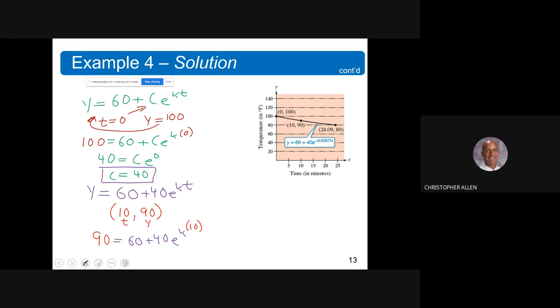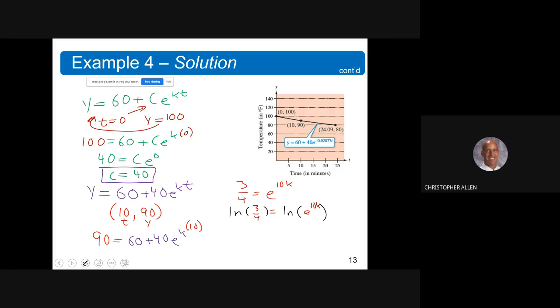So now here's where I'm grabbing my calculator, because I want to make sure I don't make any careless mistakes. I'm going to minus 60, that's going to make it 30. Then I'm going to divide by 40, that's going to make it 3/4. So that gives me 3/4 equals e to the 10k. Now I'm going to natural log both sides. I'll leave this other stuff in red. So this is going to be 3/4 equals, and then e to the 10k.